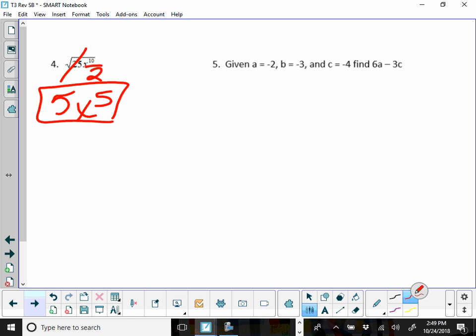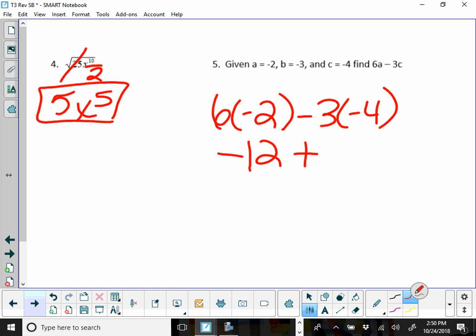All right, number 5 is just a plug-in problem, so we're going to say 6 times negative 2 minus 3 times negative 4. It's going to give me negative 12 plus 12, which is going to make our answer 0.